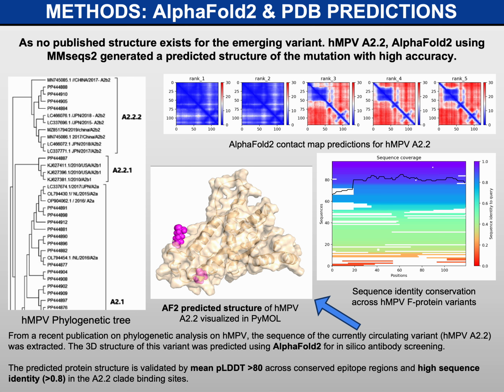Since the HMPV 8.2 structure wasn't published, I used AlphaFold2 to predict it. Validation shows strong confidence, with pLDDT scores above 80% and high sequence identity across conserved binding regions. This allowed ImmunoAI to screen antibodies before an experimental structure was available, which is a major advantage in outbreak response.